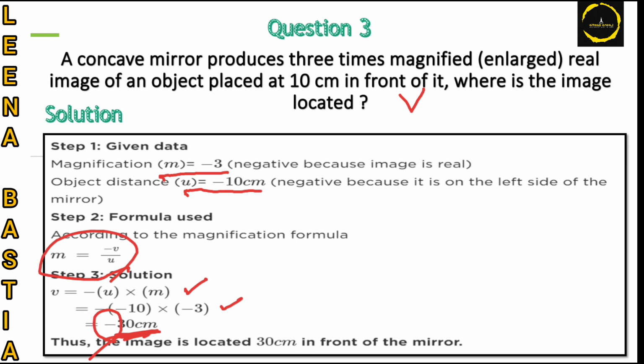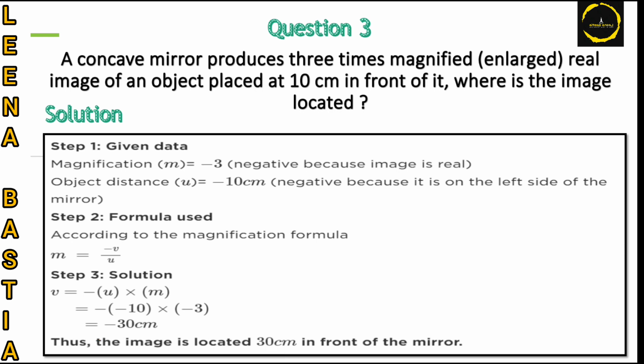Okay, in negative. So as I told you, if it is plus, then it will be virtual, erect. But now it is a negative value. Negative value means it is in front of the mirror. The question is not asking about the nature. So here we just have to write 30 centimeter in front of the mirror. This is the answer. But for your understanding, let me tell you, the nature of the image will be real and inverted. Correct? I hope this question is also clear to you all.